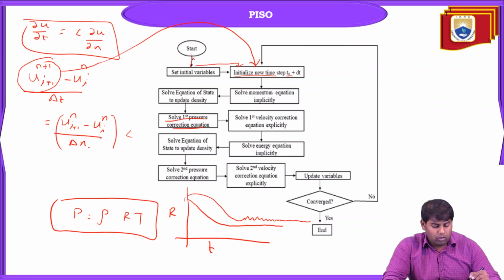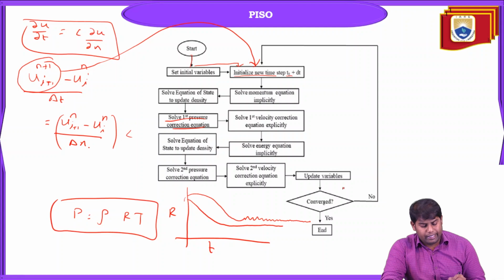Once it is converged, we will stop. If it is not converged, then again we will go here. We will not set up the initial values again. In the SIMPLE algorithm, the guess values will be the next ones, but here it is not like that. We will solve for another time step, so we will iterate with respect to the other time.